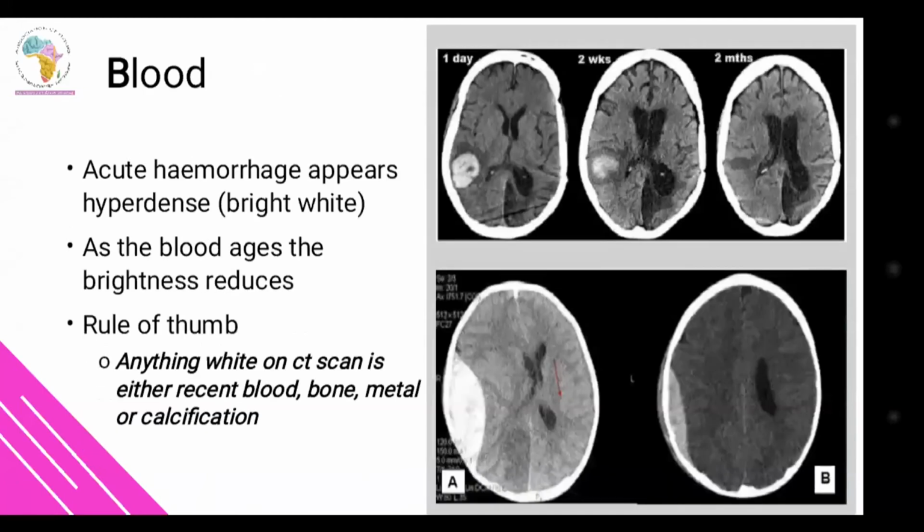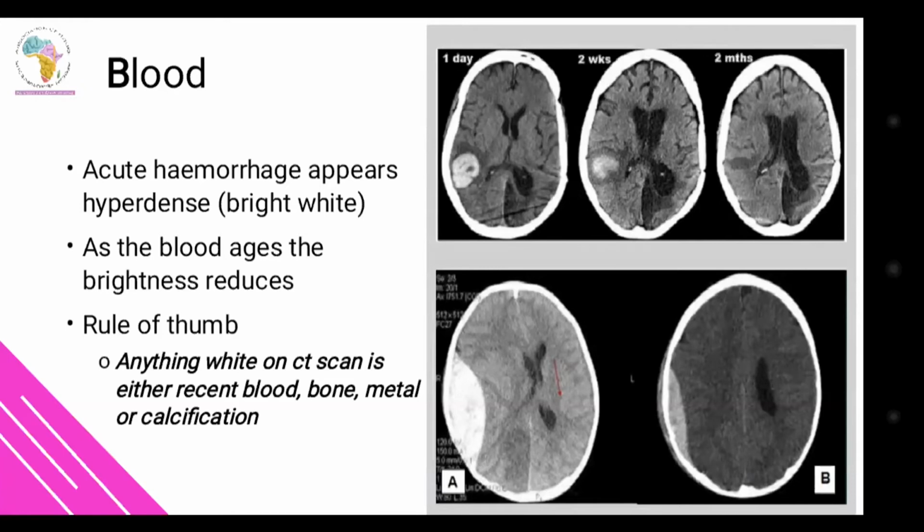So when we talk about blood, most of the time we're talking about an acute hemorrhage, which is usually represented as bright white on the CT. And for that hemorrhage, is it intraparenchymal? Is it extradural? Is it subdural? Is it a bleeding in the CSF spaces? So you look at all of that.